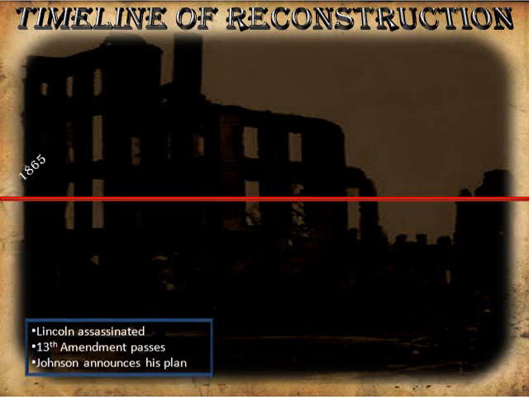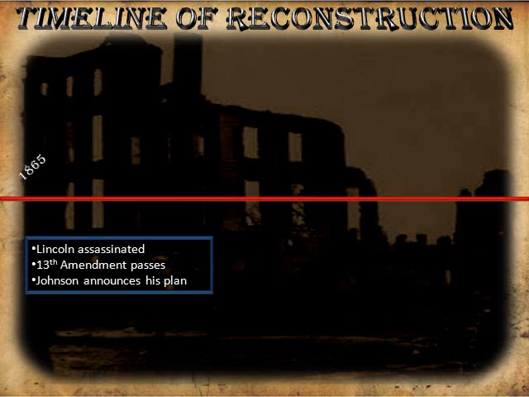So this is just a quick review, again, of 1865 to 1877. We have talked a lot about Lincoln's and Johnson's plan. Lincoln assassinated, cannot carry out his plan, so Andrew Johnson is responsible for trying to carry out presidential Reconstruction, and the common denominator there is the 13th Amendment, freedom for slaves.